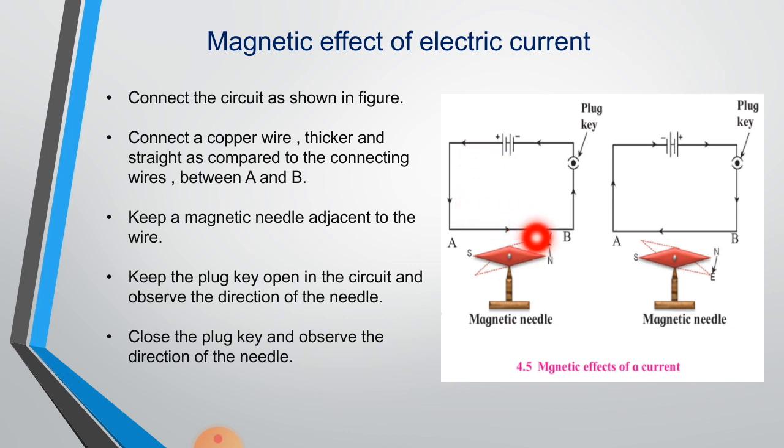Here in the first case, this is the north pole and this is the west side. This is the north pole, this is the south pole. Here the direction of current is such that you can see the north pole moves towards the west side. In the first situation, the north pole moves towards the west side.